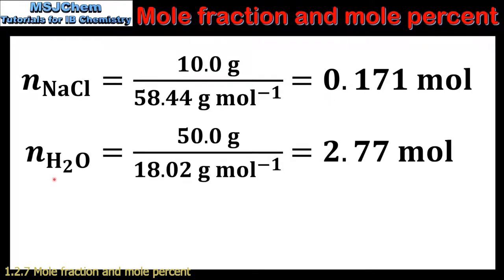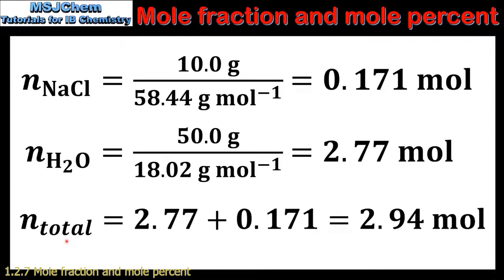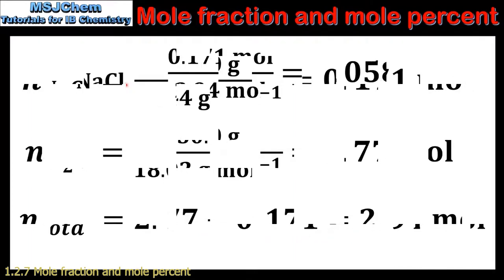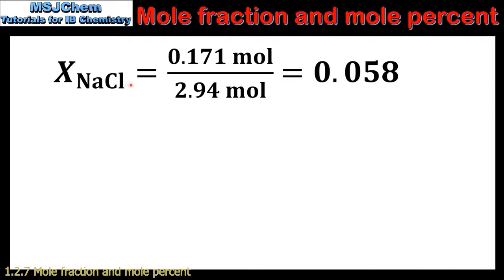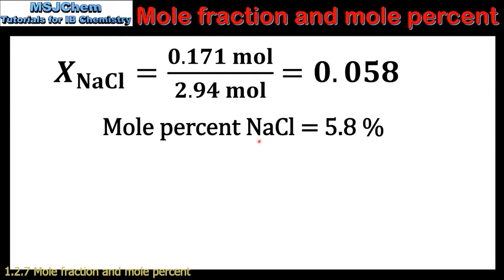Next, we'll calculate the amount in moles of water. So when we divide the mass of water by its molar mass, we get 2.77 moles. We can then calculate the total number of moles in the solution. So that's 2.77 plus 0.171, which equals 2.94 moles. To calculate the mole fraction of sodium chloride, we divide the amount in moles of sodium chloride by the total amount in moles of the solution, which gives us a mole fraction of 0.058 and a mole percent of 5.8%.